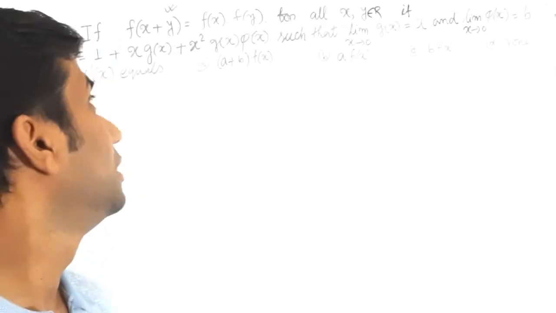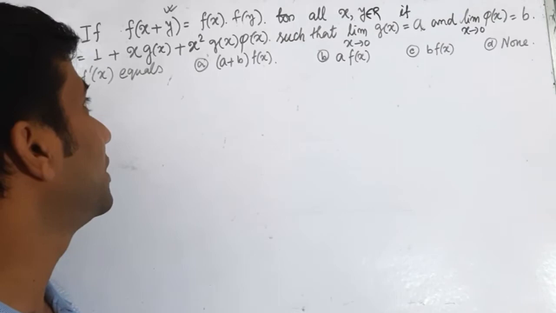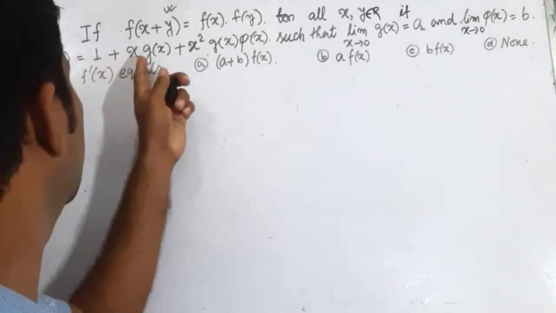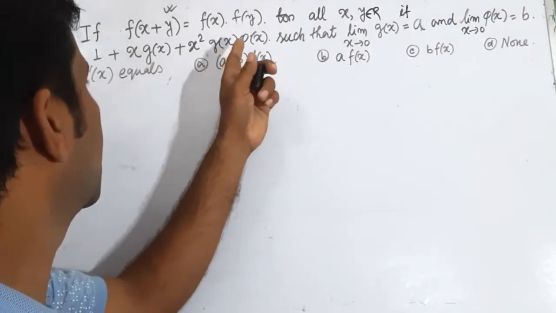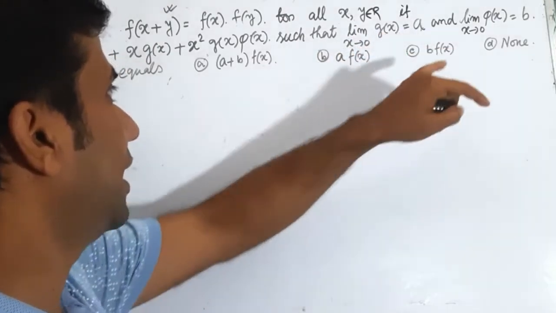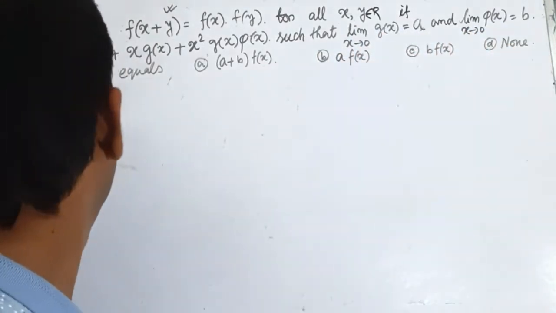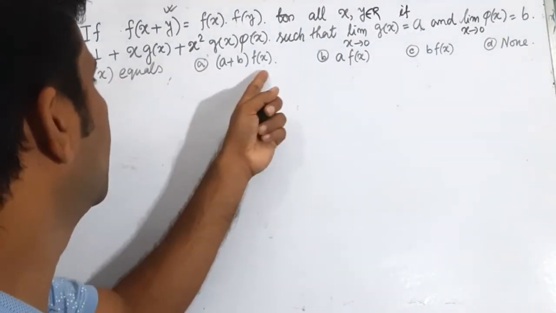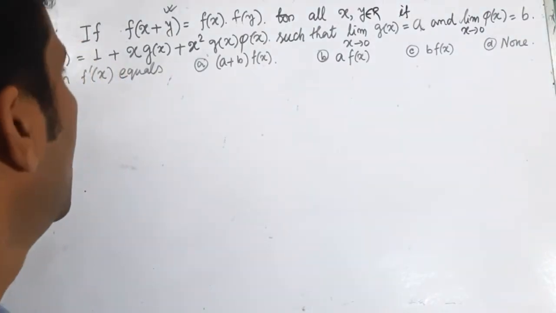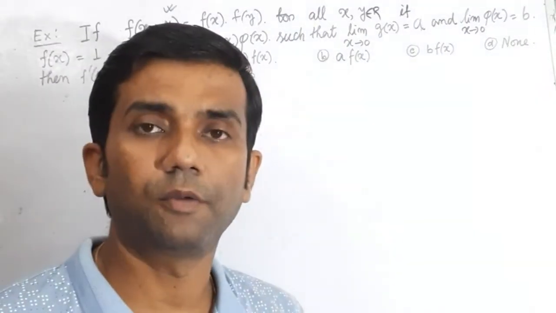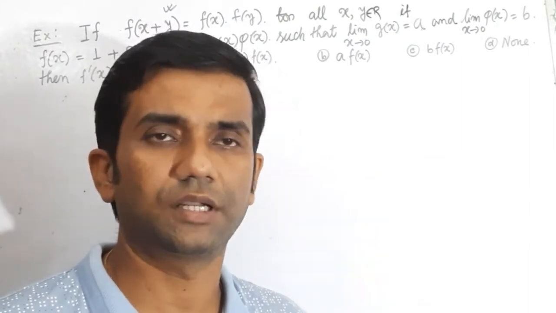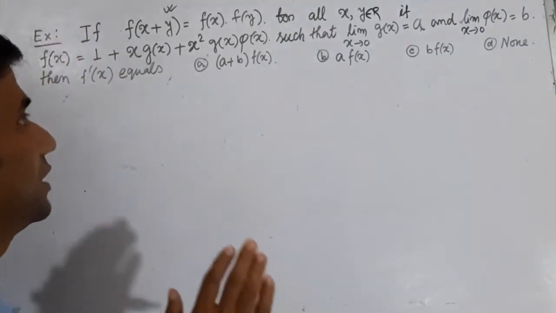Our next problem is: if f(x+y) = f(x)·f(y) for all x, y belonging to R, and if f(x) = 1 + x·g(x) + x²·g(x)·φ(x), such that limit x tends to 0 of g(x) is equal to a and limit x tends to 0 of φ(x) is equal to b, then f'(x) equals: a+b f(x), a·f(x), b·f(x), and D is none. The problem looks like a very tough problem, but it has a very easy solution. Just take a look.